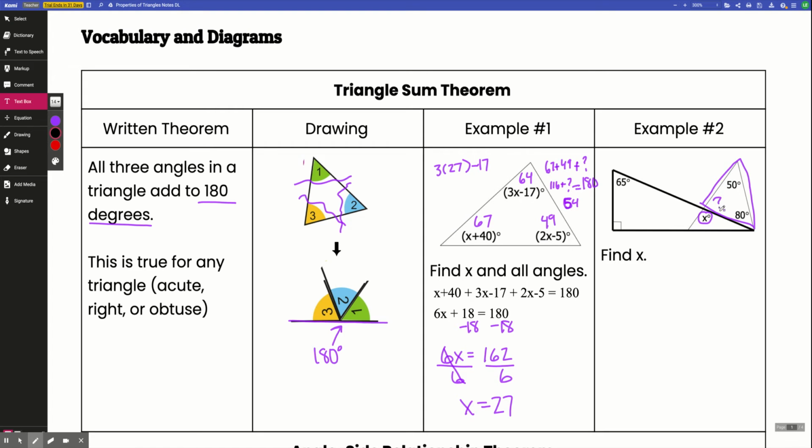If I can figure out what this angle is, the one that I have the question mark on, and then subtract that from 180, because the question mark angle and the x angle that I'm looking for form a straight line, which has 180 degrees in it. So I think if I can figure out what that question mark angle is, then I can subtract that from 180 and it'll give me my x angle. Okay, so I have 50 plus 80 plus my question mark has to equal 180. Okay, so this is 130.